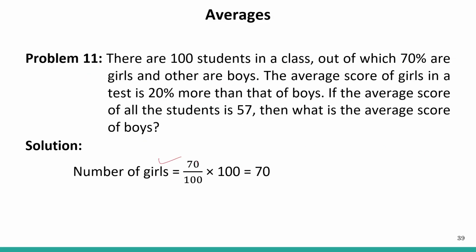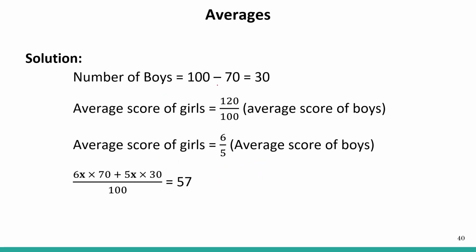So the number of girls is equal to what? 70 by 100 into 100, that is equal to 70. So the number of boys is equal to 100 minus 70 is equal to 30. So the average score of girls is equal to what? 120 by 100 into the average score of boys. So the average score of girls is equal to what? 6 by 5 into the average score of boys.